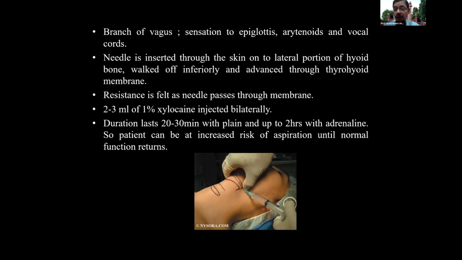So superior laryngeal nerve block, you must know this. So how do you go ahead with it? They can ask you this as a question, how do you go with it? So naturally, you need to identify the hyoid bone and then walk off inferiorly, advance through the thyroid membrane, and then you get a click, and then you instill around 2 to 3 ml of 1% xylocaine. The duration lasts around 20 to 30 minutes, naturally up to 2 hours. So you can use this technique as a block.